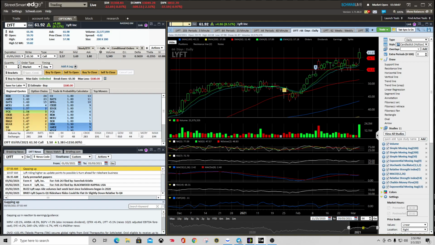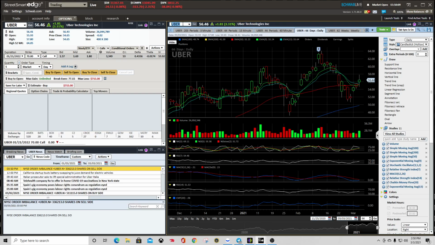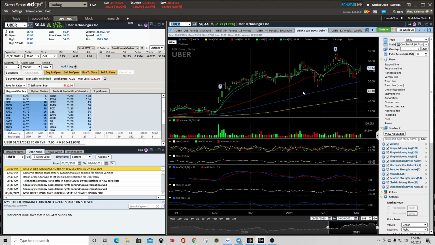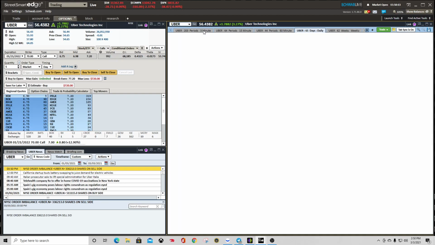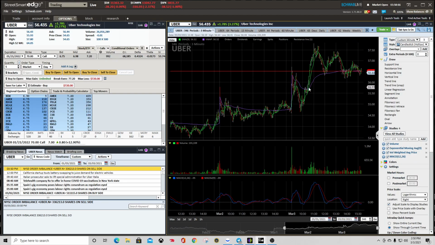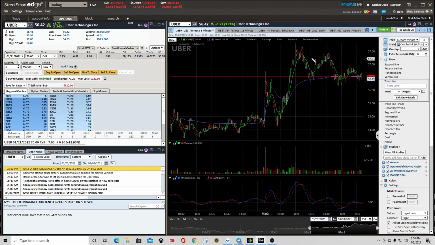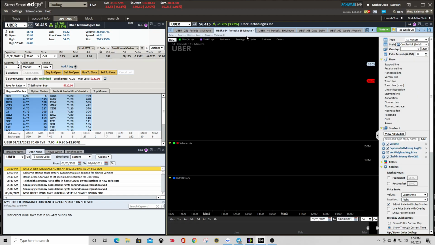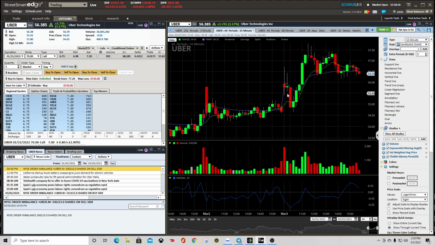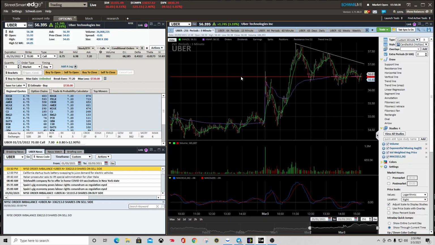Look at Uber. Uber had a real similar chart on the intraday, not on the daily, but on the intraday. I was looking at both. Yeah, they have similar charts. Uber's kind of a little weaker now, but 15-minute, 3-minute.